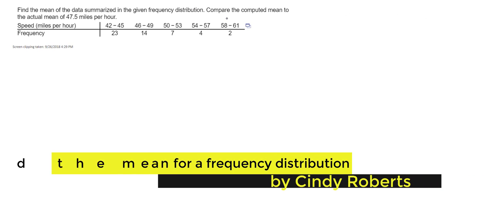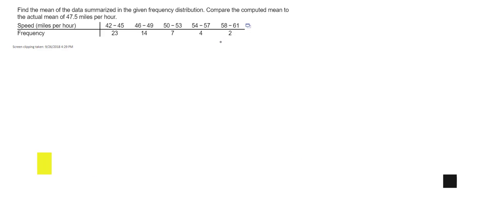Okay, we're given this frequency distribution and we want to figure out what the computed mean would be compared to the actual mean they give. Now, for a frequency distribution, typically how you find the mean is you take each x value and multiply it times the frequency and then divide by the total frequency.